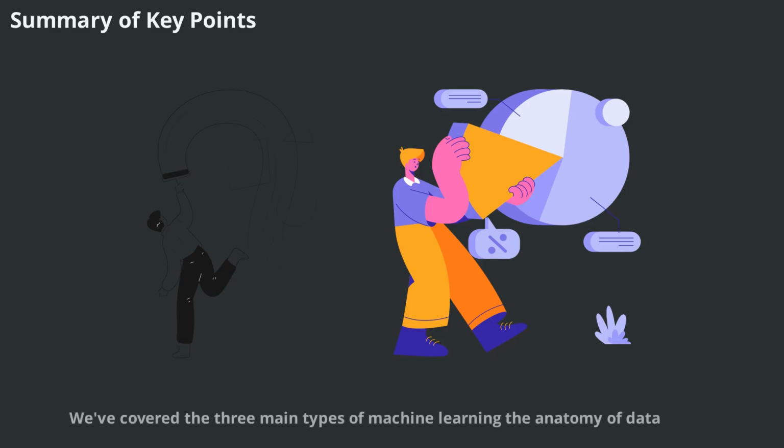You've covered the three main types of machine learning: the anatomy of data, core ML tasks, and the workflow engineers used to build models. Each concept builds on the last, creating a complete picture of how machine learning works from start to finish. With these basics, you're well on your way to understanding and applying ML in real-world scenarios.